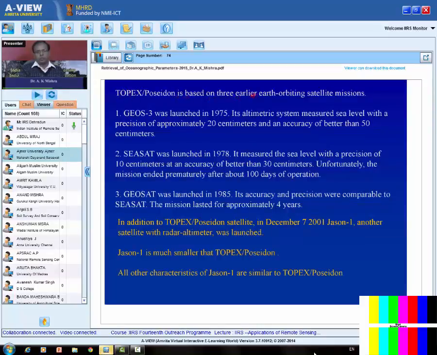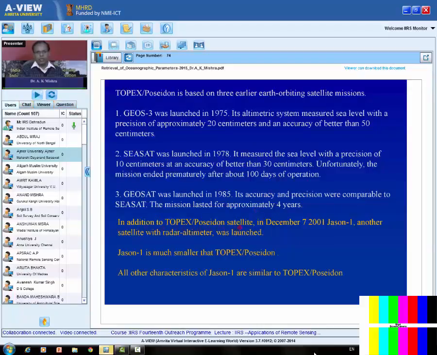Topex Poseidon is based on three earlier Earth orbiting satellite missions, that is GOES-3, SEASAT and GeoSat. It started in 1975, which gave a precision of 20 centimeters and accuracy of 50 centimeters. Then SEASAT was still better than GeoSat, but SEASAT lived for 100 days only. So after that, GeoSat in 1985, same as SEASAT.